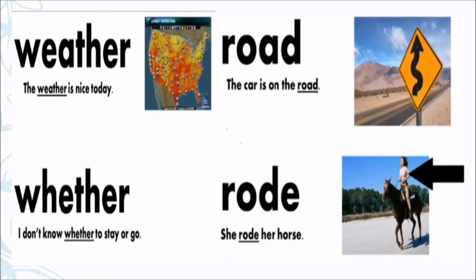Next we have weather, weather. The weather is nice today. I don't know whether to stay or go. Next we have road, road. The car is on the road. She rode her horse. So these are all words that sound alike but have different spellings and different meanings. So these words are called homophones.